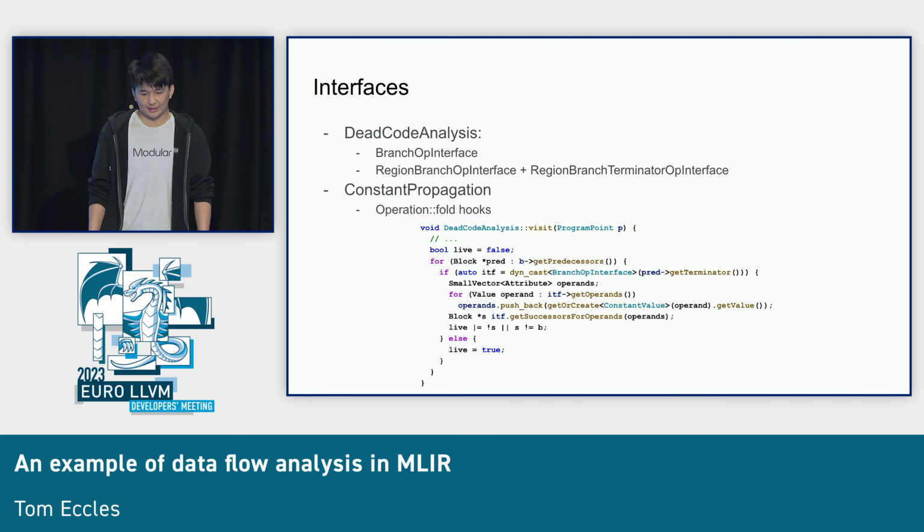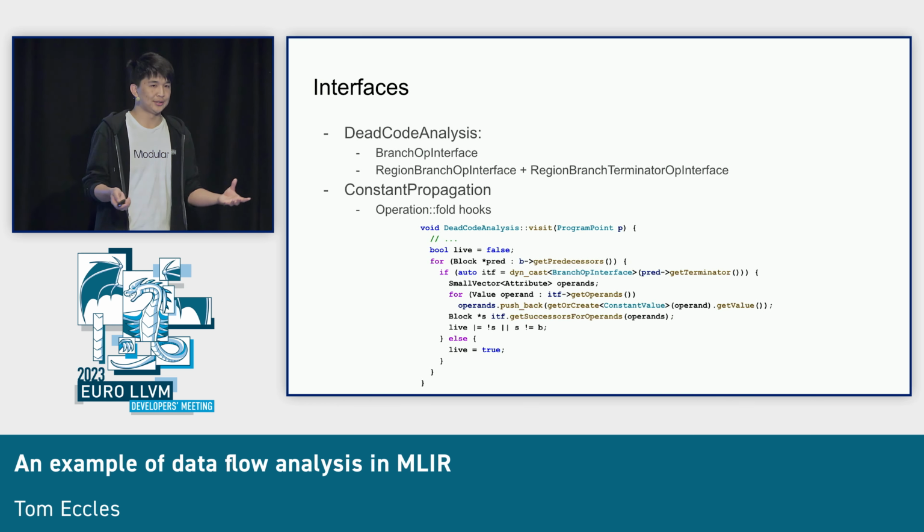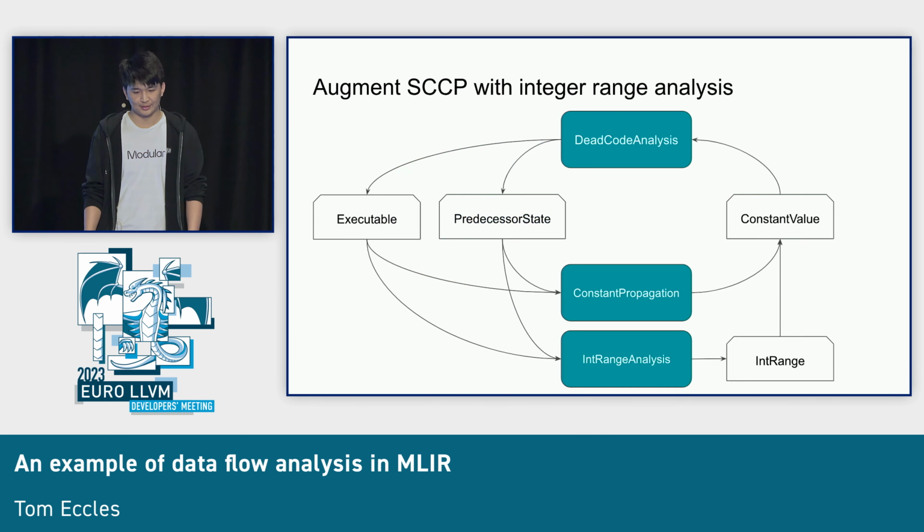And so in dead code analysis, there's this branch op interface, which is a pretty common way to encode control flow in MLIR. And in constant propagation, it's just the op folder, right? And you'll note here in this code that it does check if the operation is in a live block before actually doing the analysis on the operation.